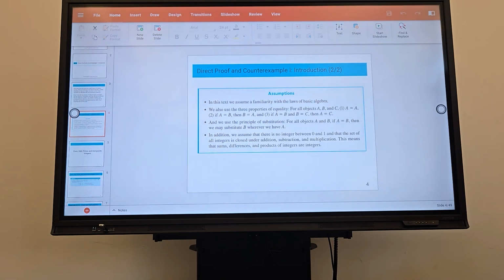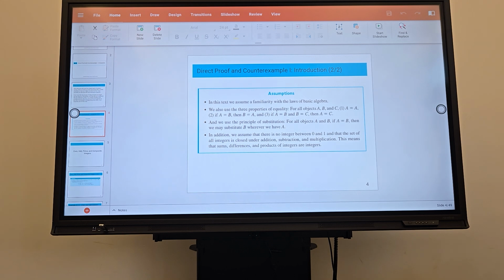Assumptions that are made for this chapter. Assume a familiarity with laws about basic algebra. I'm pretty sure everybody here is at least Cal 1 level or above, so algebra shouldn't be a problem. Three properties of equality, including the transitive property. Principle of substitution. If A equals B, then you can substitute B wherever we have A.